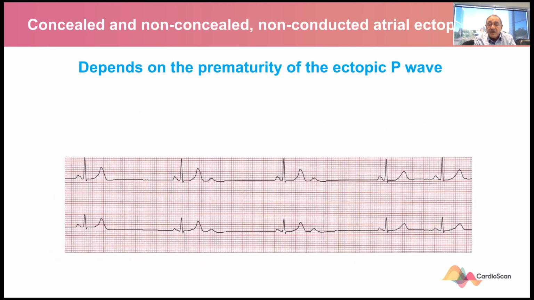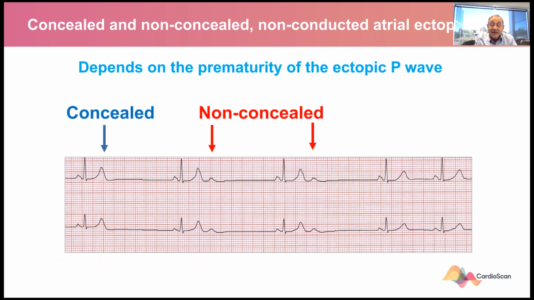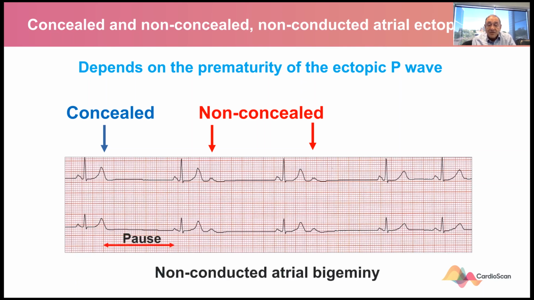These, again, will depend on the prematurity of the atrial P wave, and you can see now that there are two non-concealed, but there is a concealed one at the beginning. And this, you can see, is in fact an atrial bigeminy of 3 beats. The first is concealed within the T wave, then we have 2 non-concealed, and it goes back to normal PR, normal sinus rhythm without ectopics. The pause, and we have non-conducted atrial bigeminy.